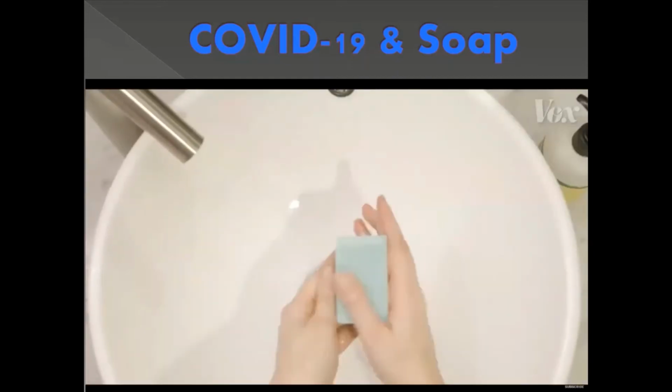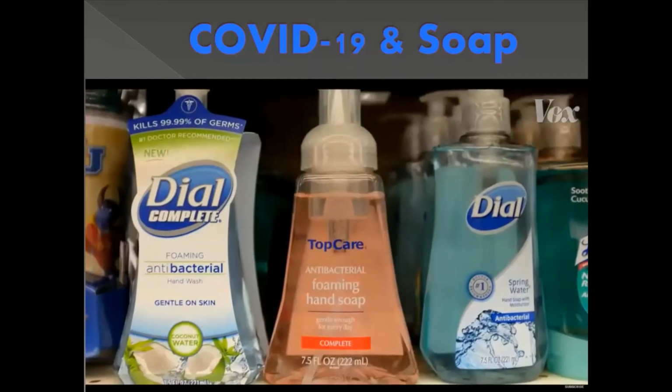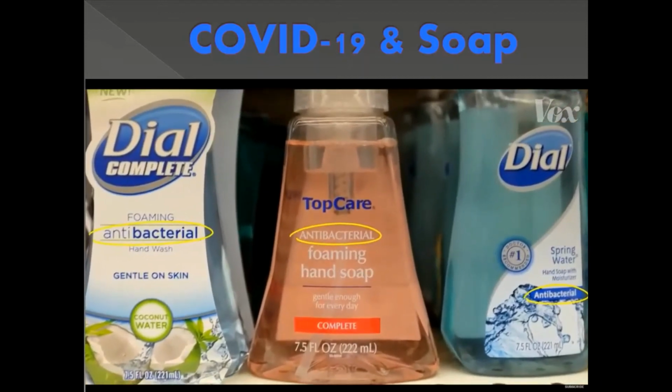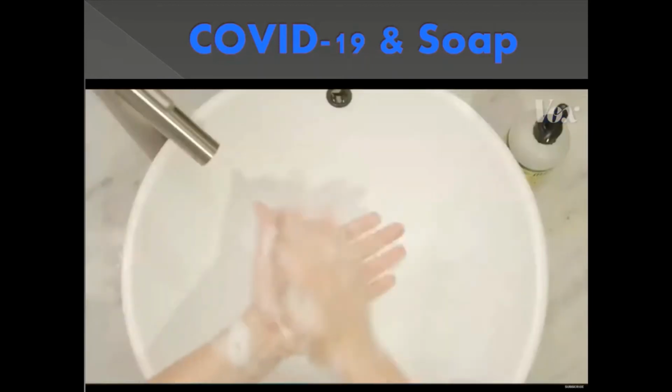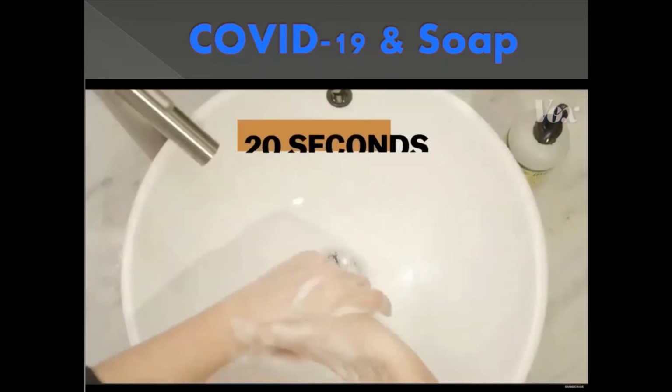As for soap, just any old soap works. You don't need soap marketed as antibacterial even. The FDA says skip it. There's no proof it's any more effective. Just be sure to wash your hands for 20 seconds.